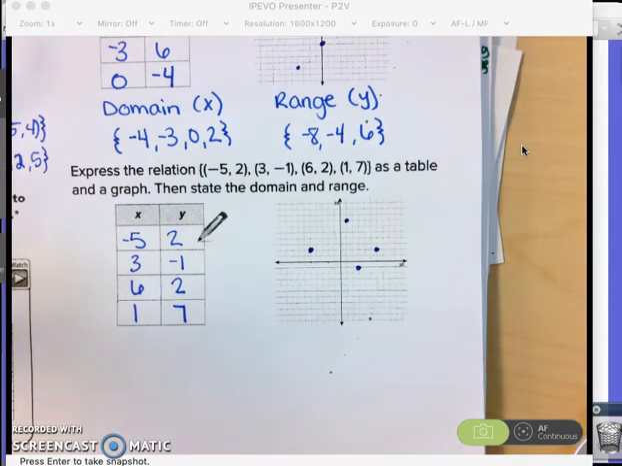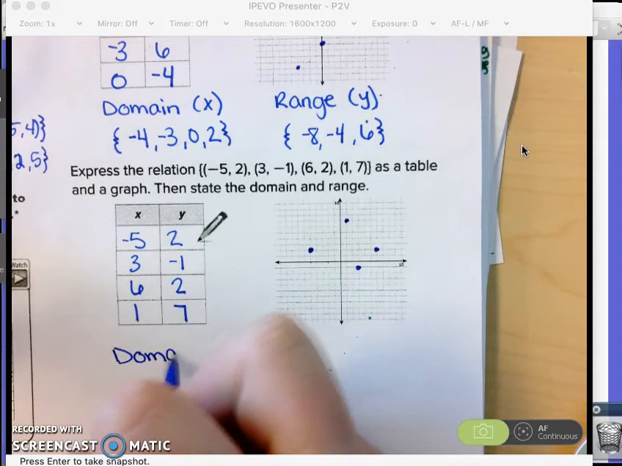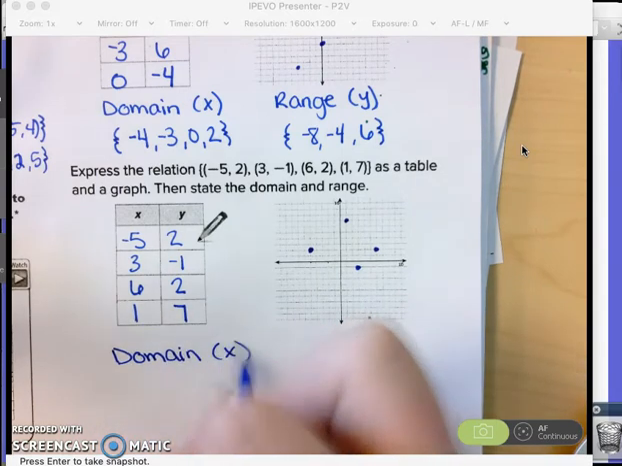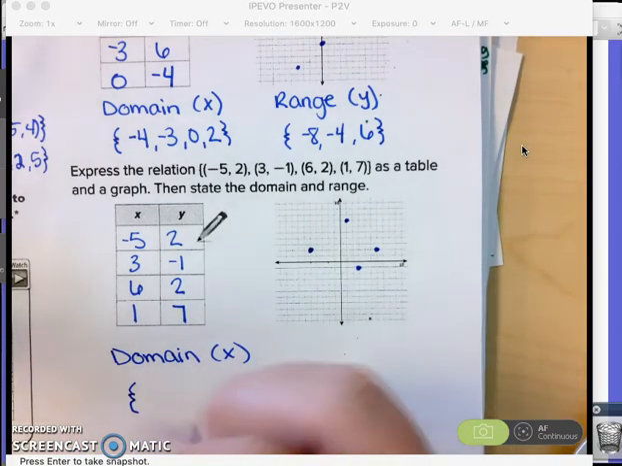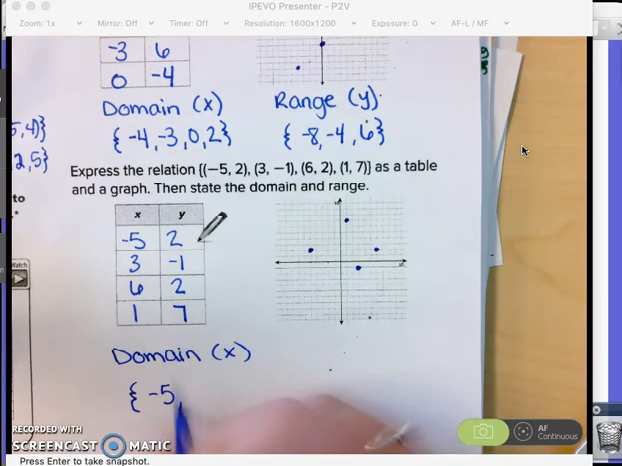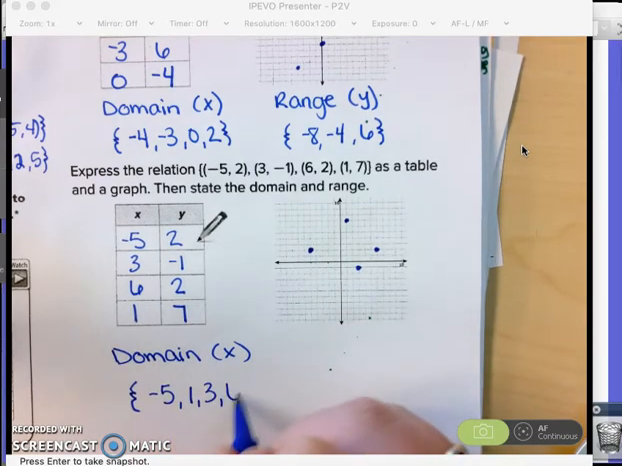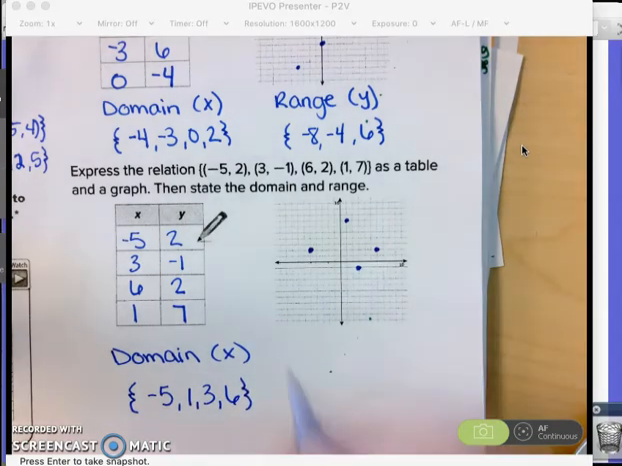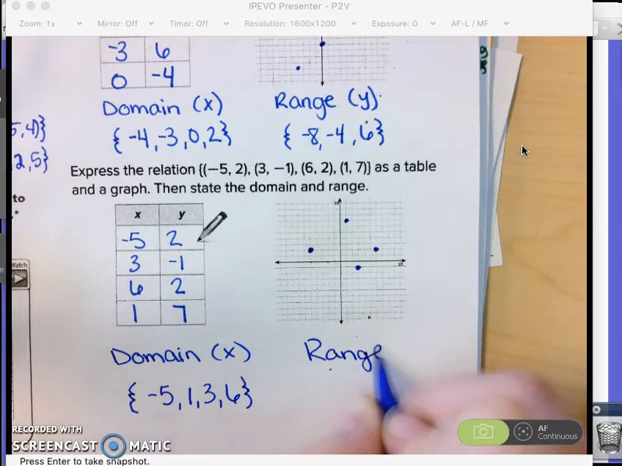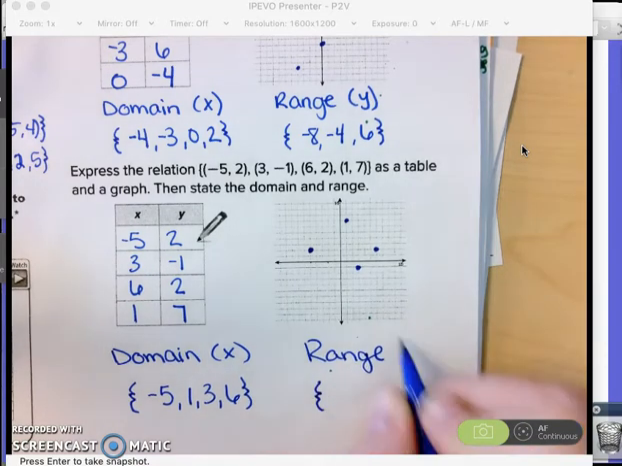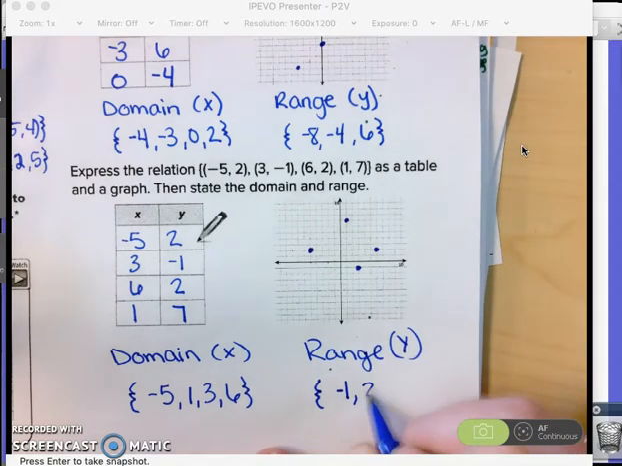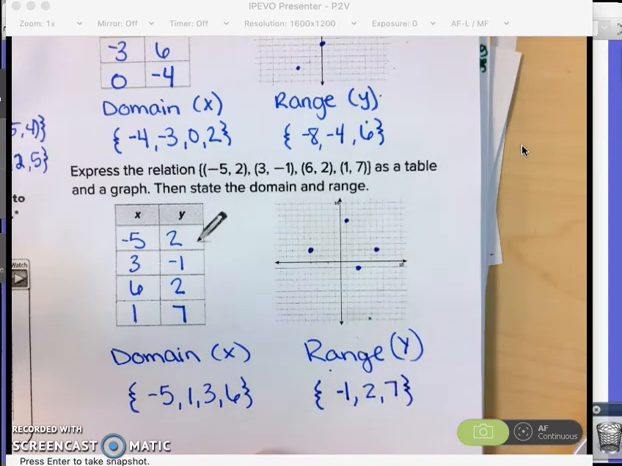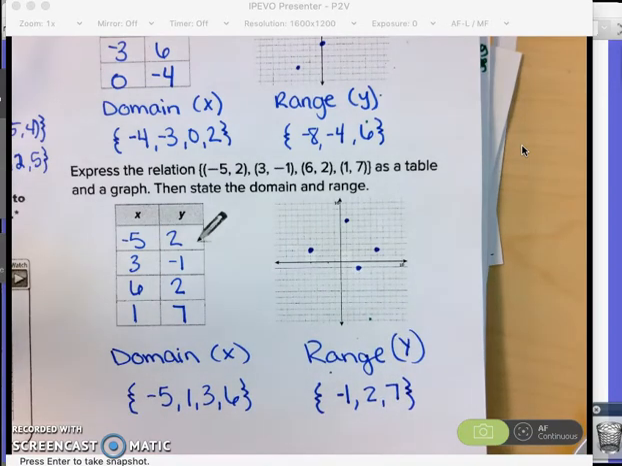Okay, so I have graphed my ordered pairs, and now I want to state the domain. Remember, the domain is the x. So you want to remember your brackets, braces. And from least to greatest, my smallest number is -5. Then we have 1, 3, and 6. And then my range, from smallest, would be -1, comma 2, comma 7. Remember, you do not write that 2 twice.